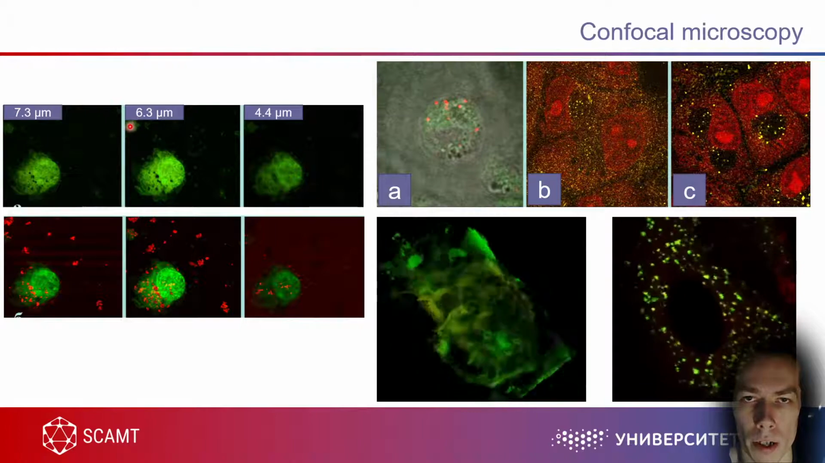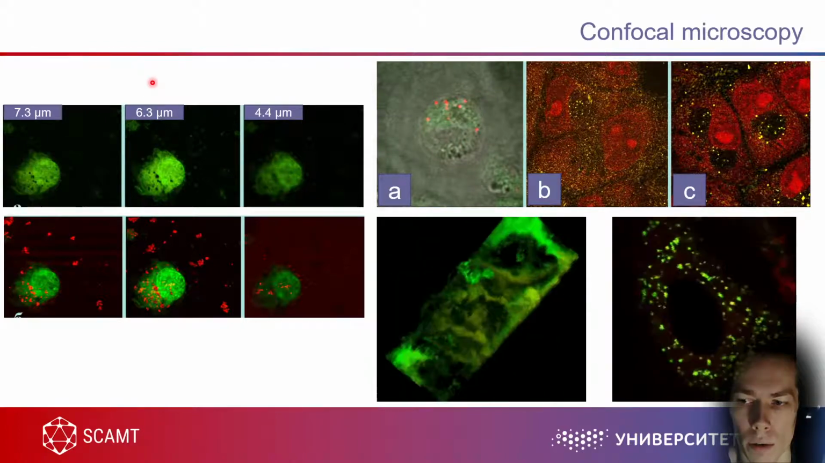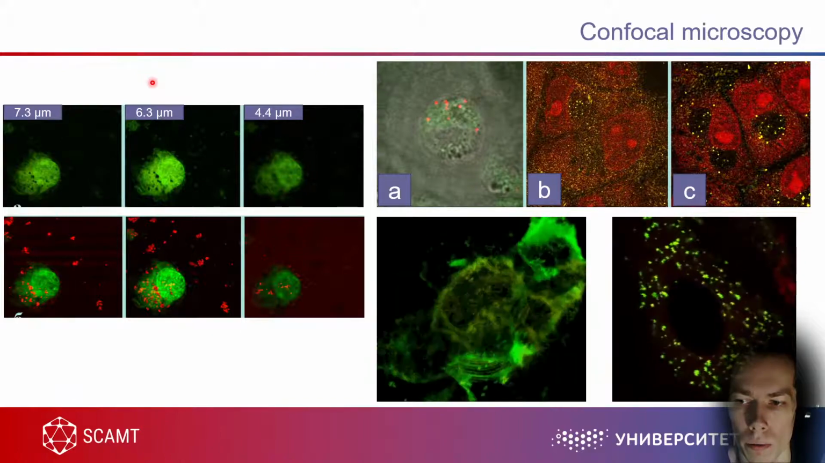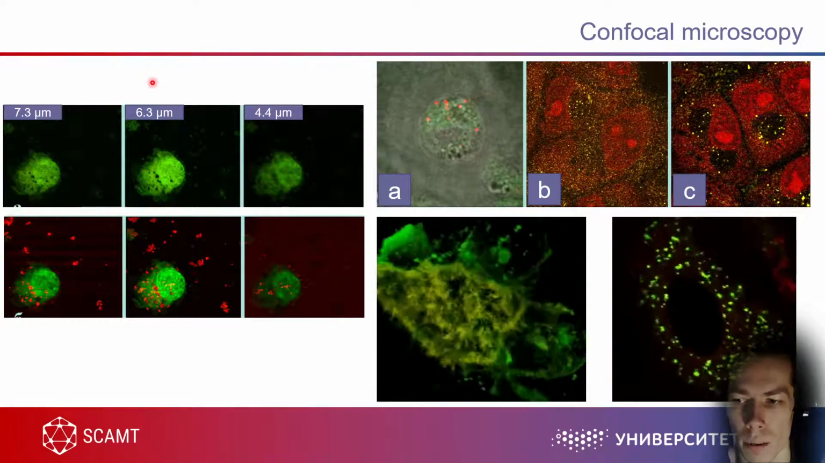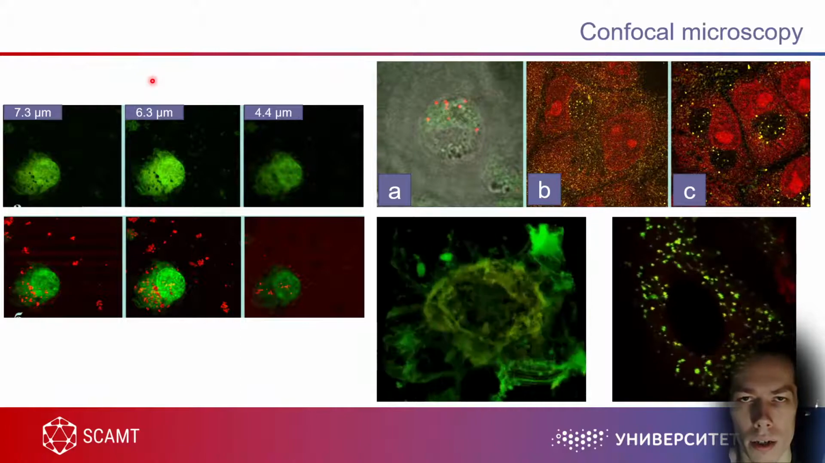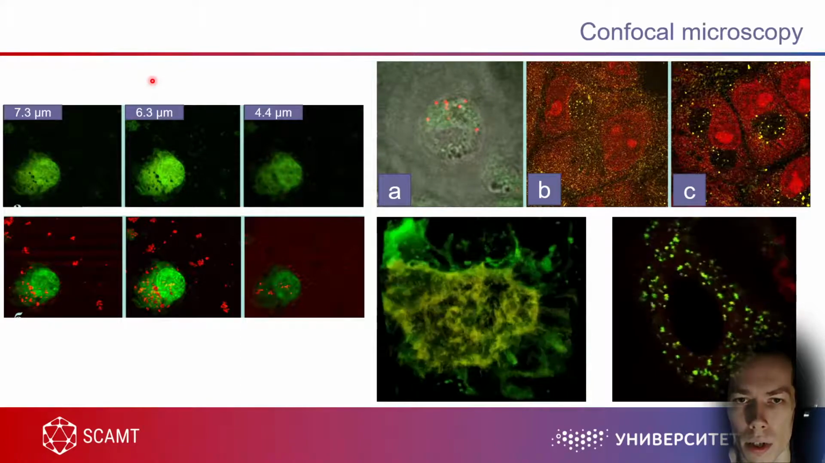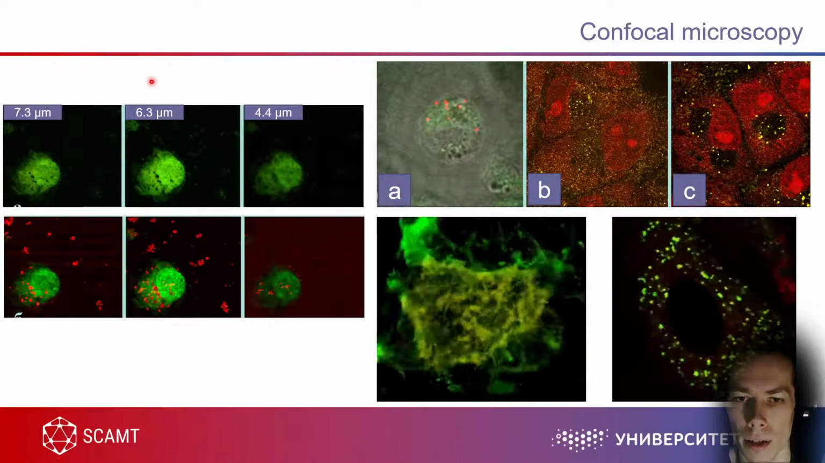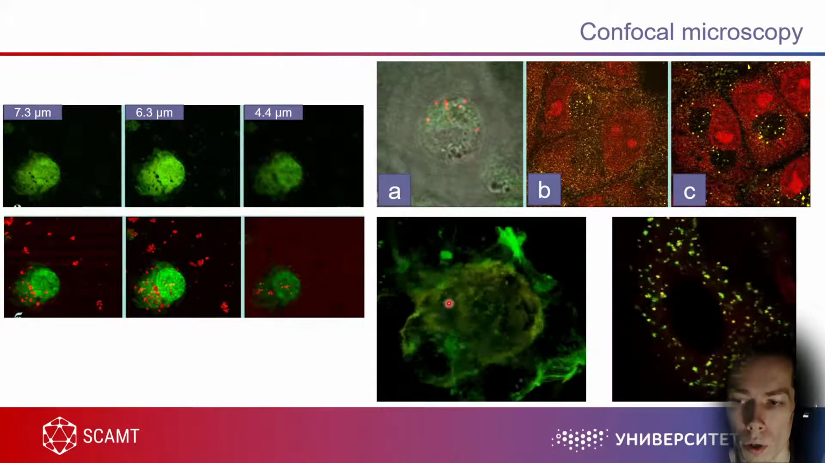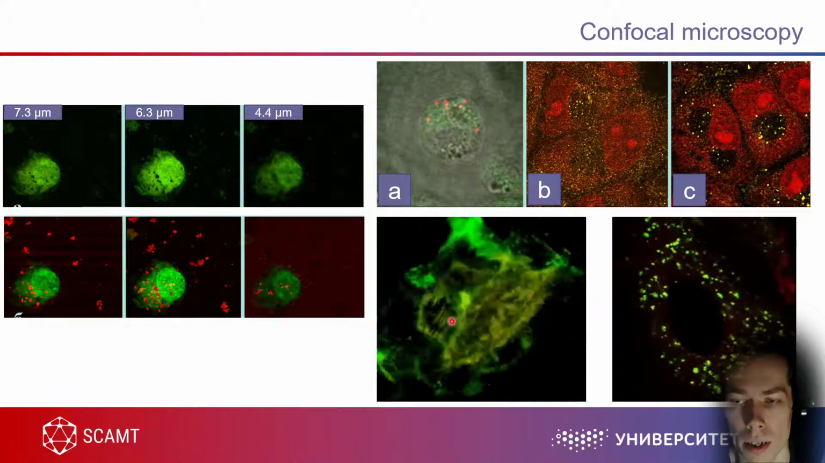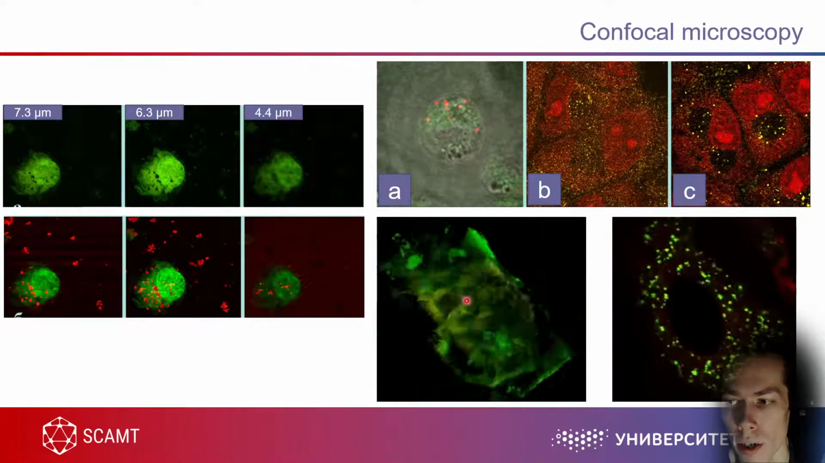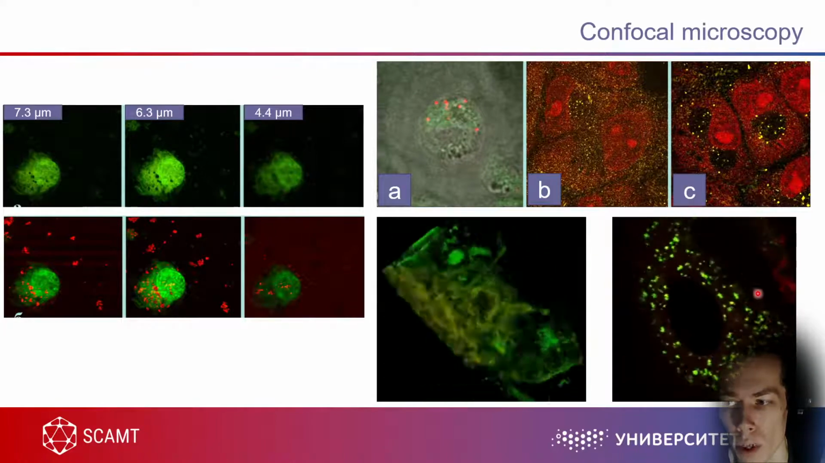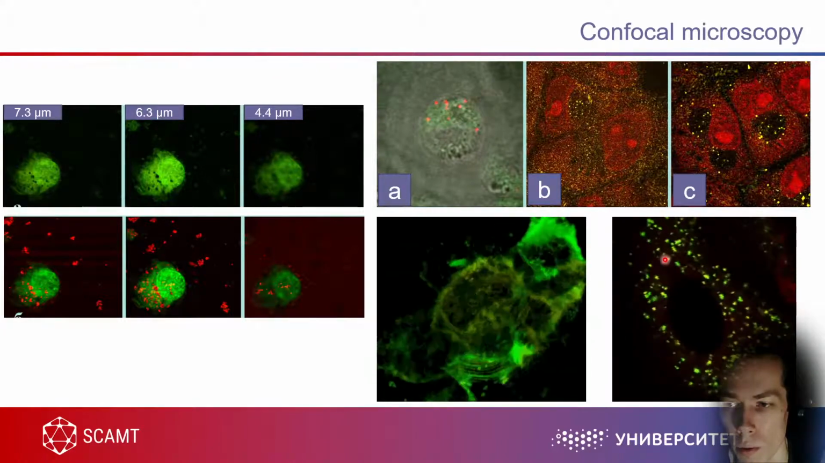It's slices separated by 1 micrometer. Very good confocal microscopes can slice even into smaller slices, maybe 300 nanometers, 400 nanometers, depending on laser wavelength. And by slicing the cell, you can definitely reconstruct the cell into a 3D picture. You can observe some processes with confocal microscopy. For example, here it's stained lysosomes.